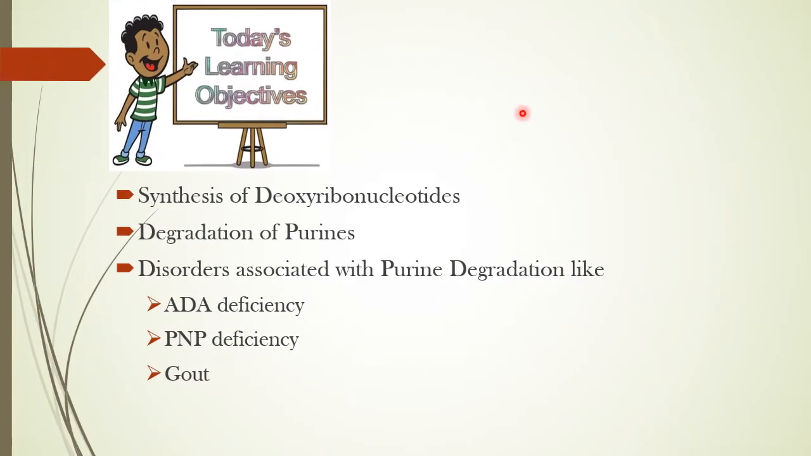So today's learning objectives are focused on studying synthesis of deoxyribonucleotides, then catabolism or degradation of purines, and then we'll see in detail disorders associated with purine degradation. For example, adenosine deaminase deficiency, purine nucleoside phosphorylase deficiency, and gout.